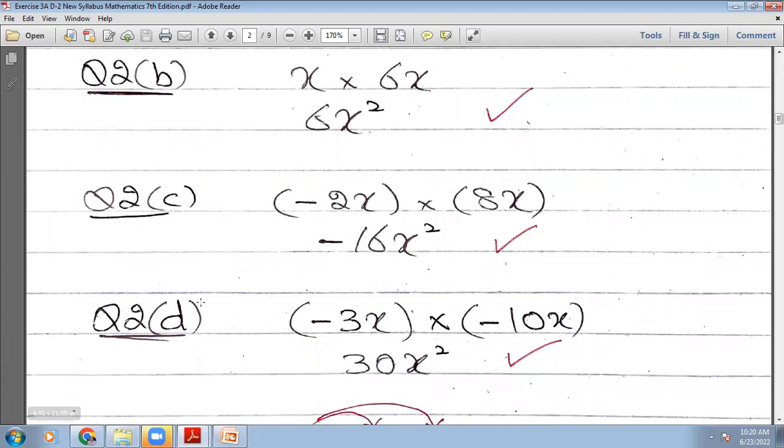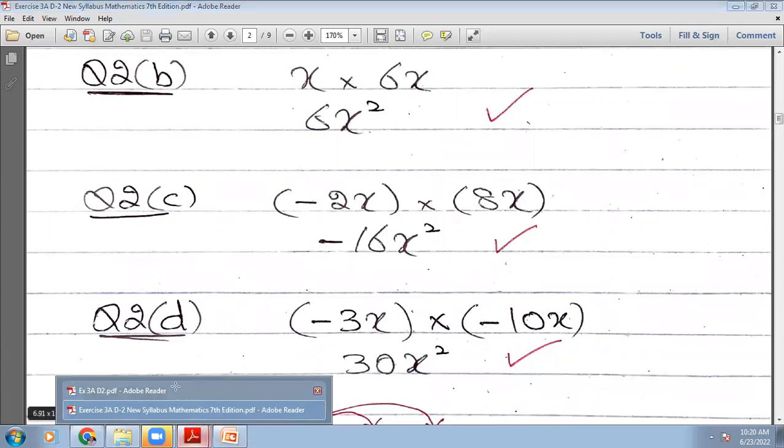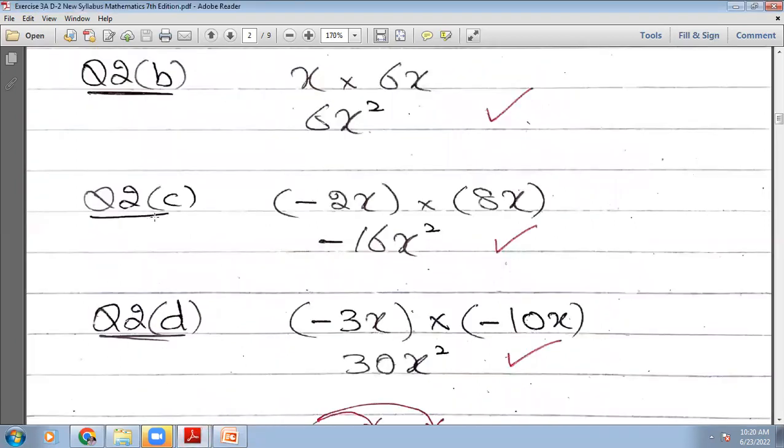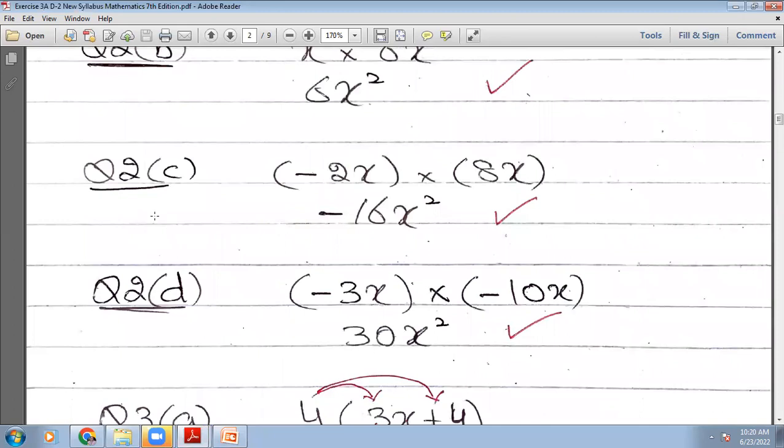Now, the next part, let me show you. Here we have minus 2x, that is multiplying with the 8x. Minus 2 multiplied with 8 will be minus 16, and x raised to power 1 multiplied with x raised to power 1 will become x squared. So you will have minus 16x squared. Hopefully you understand.